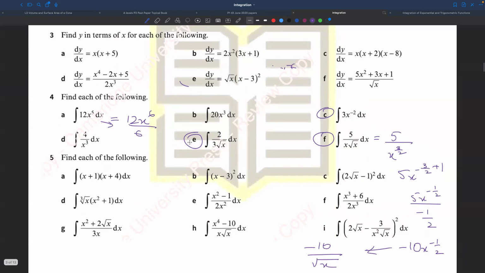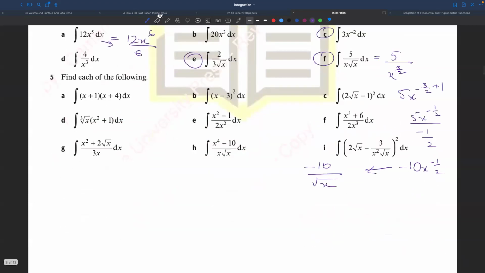I hope everyone has understood the basics of how to integrate. Beta, give me a thumbs up if you people have. Let's move forward. ठीक है? अच्छा, with question 5, this will be your homework, beta.